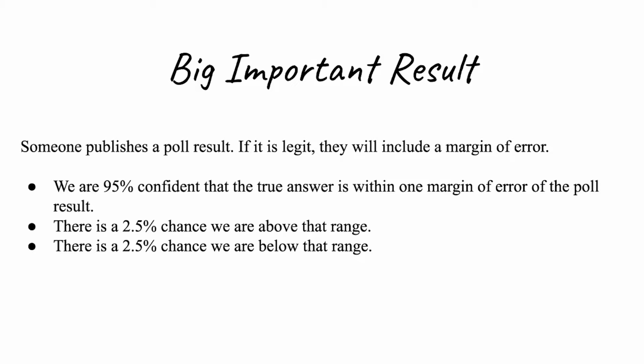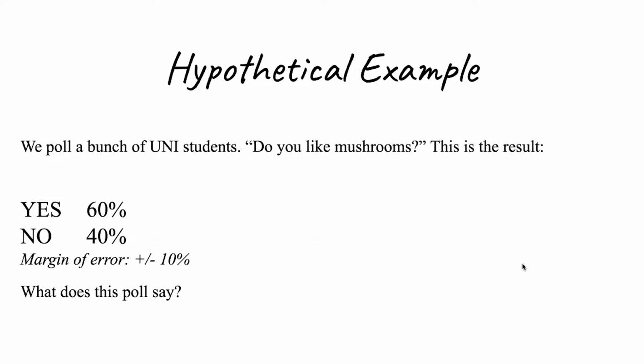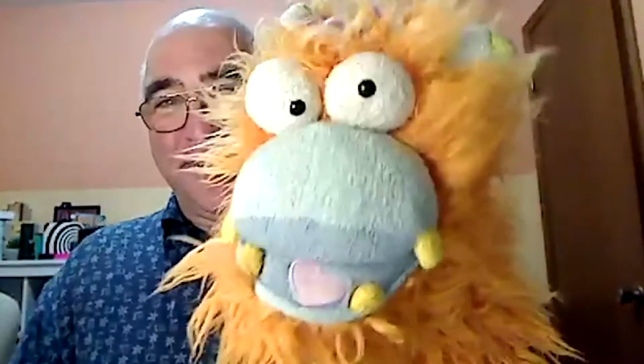And now we're going to show you how to use this to interpret a poll. So here's a hypothetical example. We poll a bunch of UNI students and ask them, do you like mushrooms? And the result is 60% say yes, 40% say no, and the margin of error is 10%, and they write plus or minus 10%. What does this poll say? That's obvious. It says 60% like mushrooms.